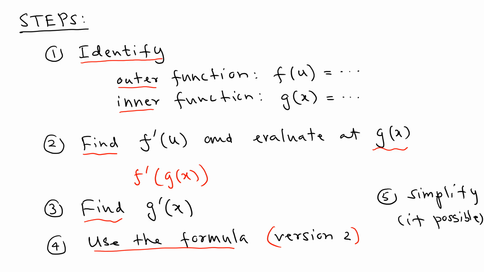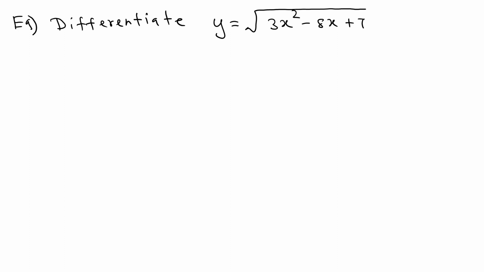Let's now look at a real problem. Differentiate y equals the square root of 3x squared minus 8x plus 7. In this problem you can see that this is the inner function, and this is the outer function.